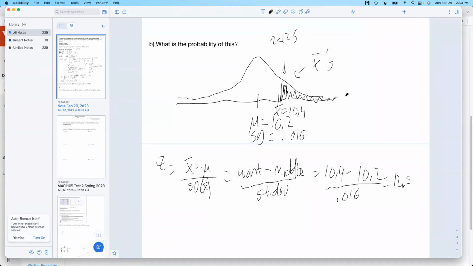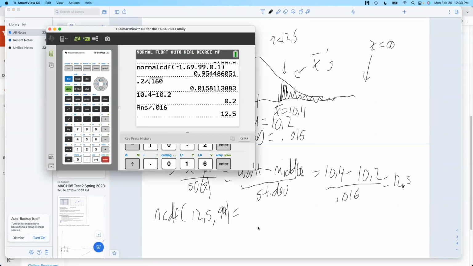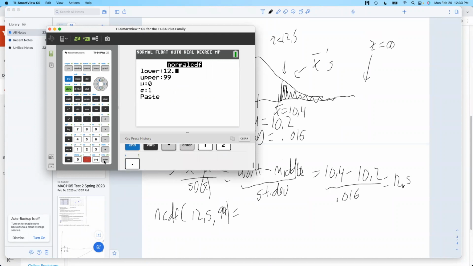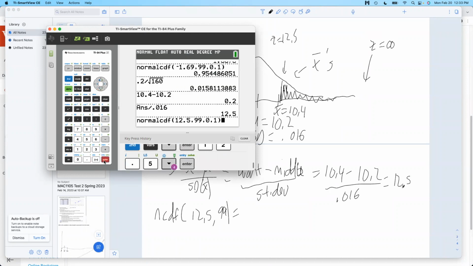I shaded all the way up. So up here is z equals infinity. So normal CDF. Smallest z-score I shaded up to biggest. Again, we'll put that in the calculator as 99. So 12.5 to 99.